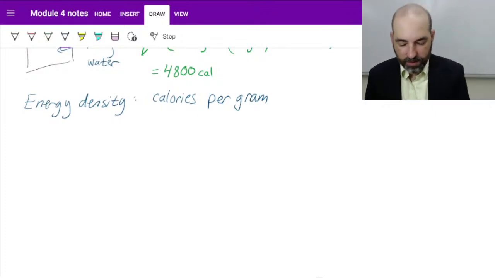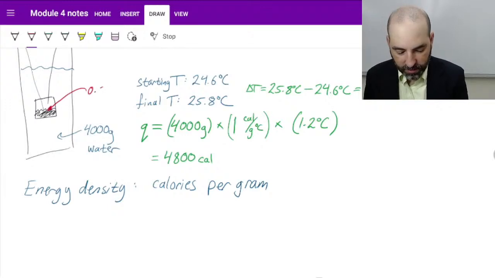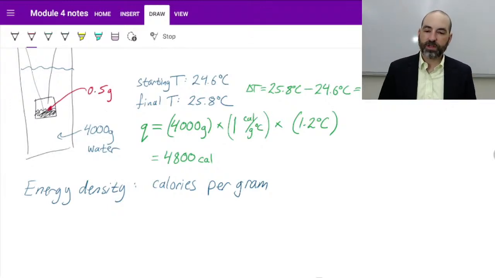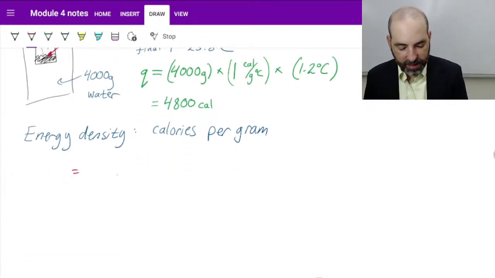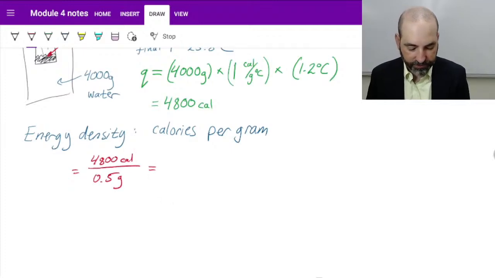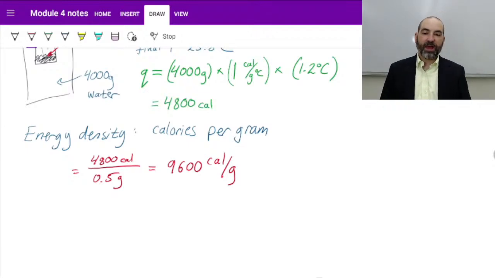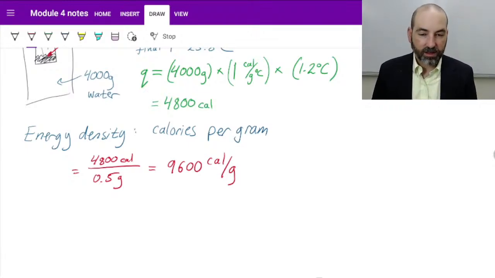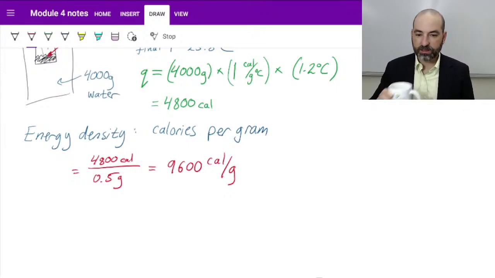That way, let's say in this previous experiment that we used 0.5 grams of sample, half a gram of sample. So then our energy density is calories per gram, so 4,800 calories per 0.5 grams is 9,600 calories per gram. So this tells us that every gram of ethane should give off 9,600 calories. That's what that's saying.